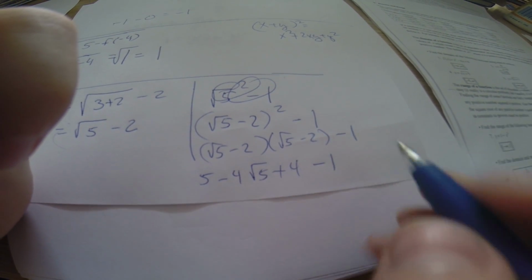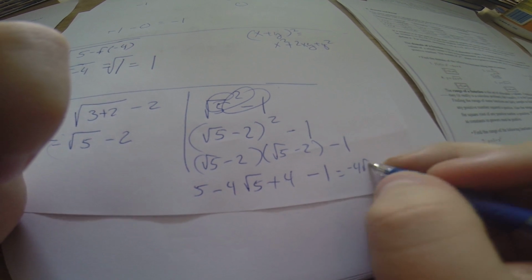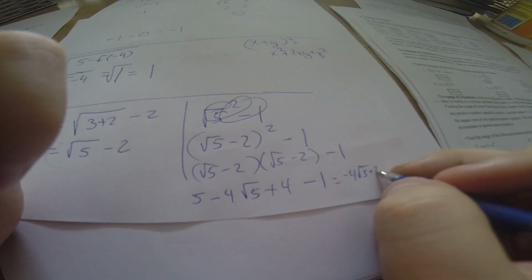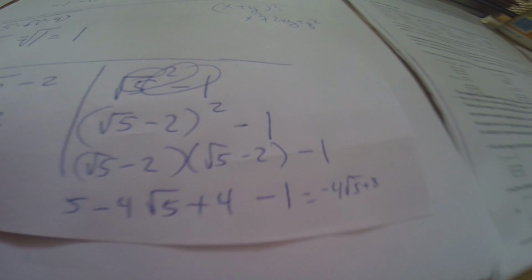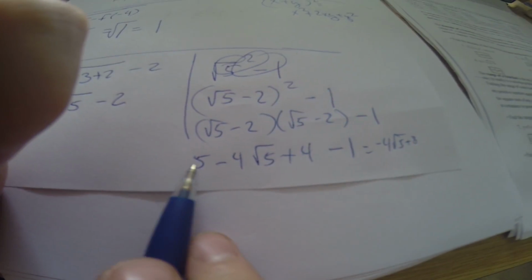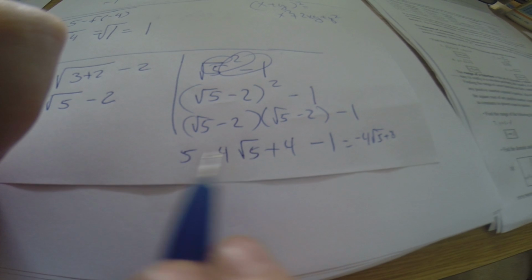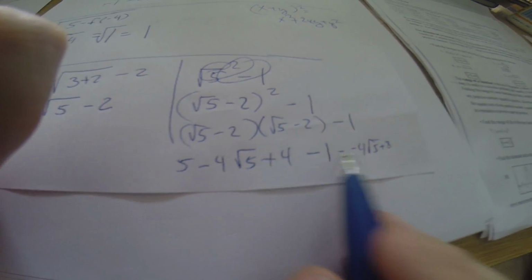Consolidate terms, that's 9 minus 1, which is 8. So negative 4 root 5 plus 8. Boom. There's my answer. Okay, again, consolidate terms. Sorry, sometimes when I do math I go a little fast. 5 plus 4 is 9. Minus 1 is 8.